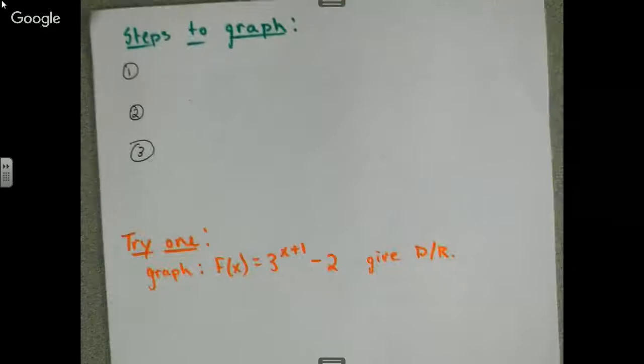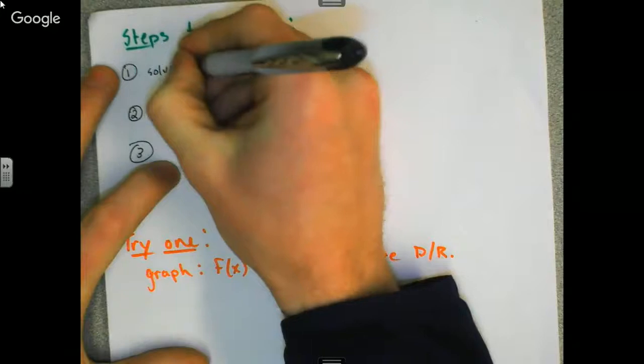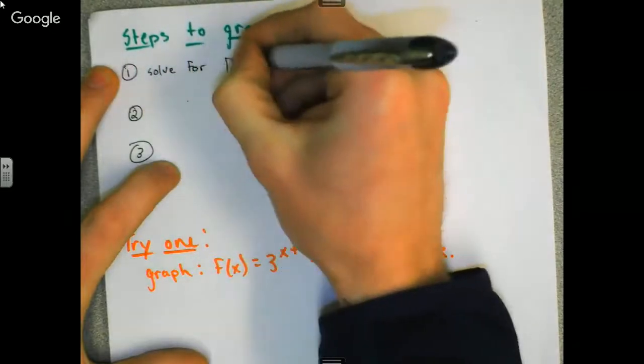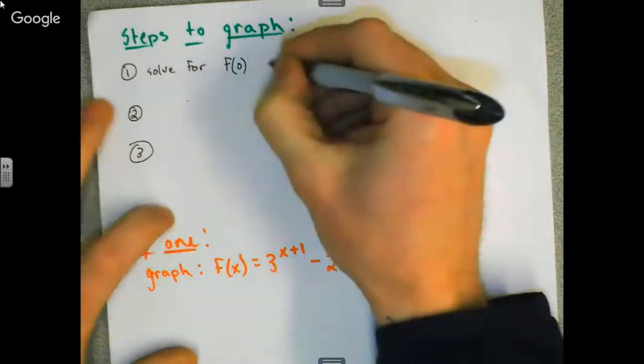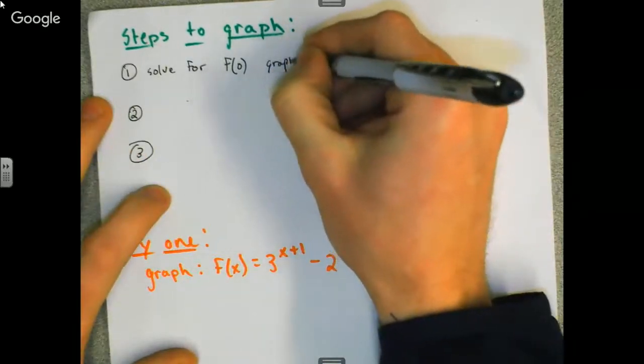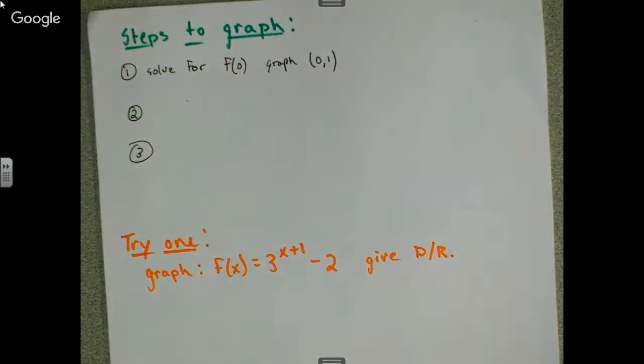So there are 3 steps to graphing an exponential. Number 1 is solve for f of 0, or graph (0, 1). So we're looking for that y-intercept.